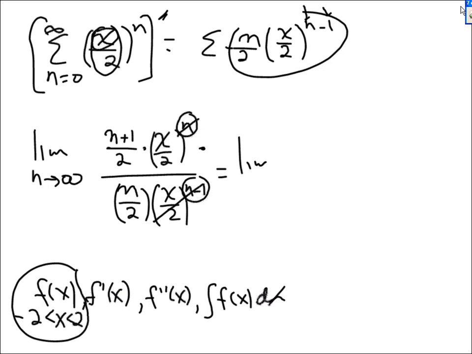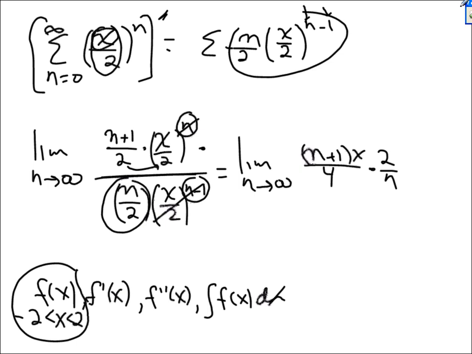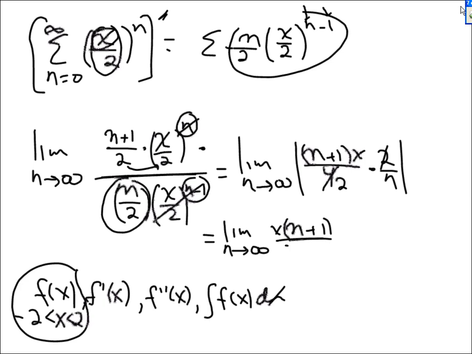So it's the limit. Now I'll take reciprocals. At the top you have n plus 1 times x divided by 2 times 2. 2 times 2 is 4. Divided by n over 2. Well, I'll multiply by the reciprocal. And 2 goes into 4 2 times. So we have the limit as n goes to infinity of n plus 1 times x divided by 2n.